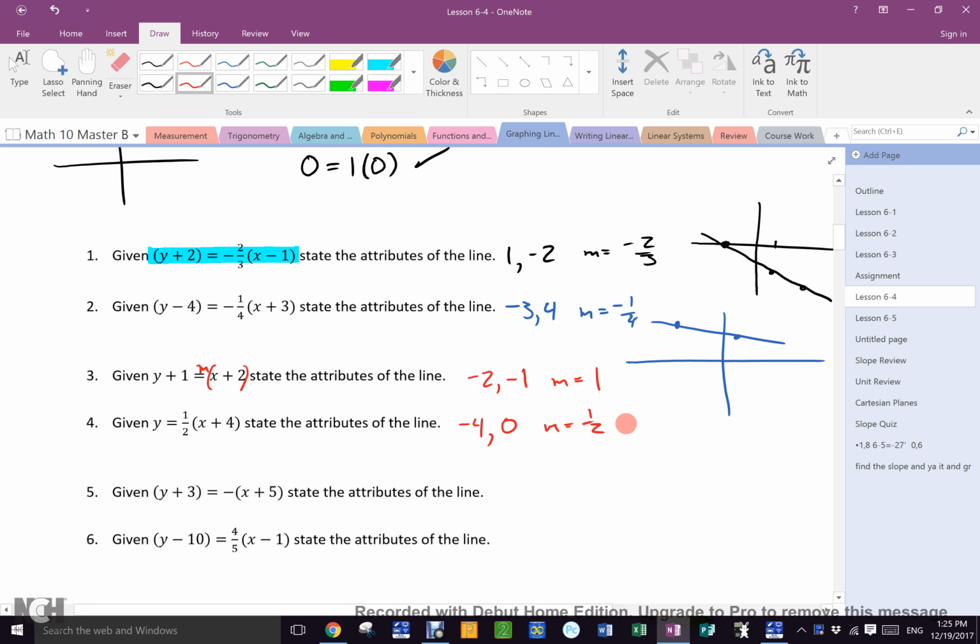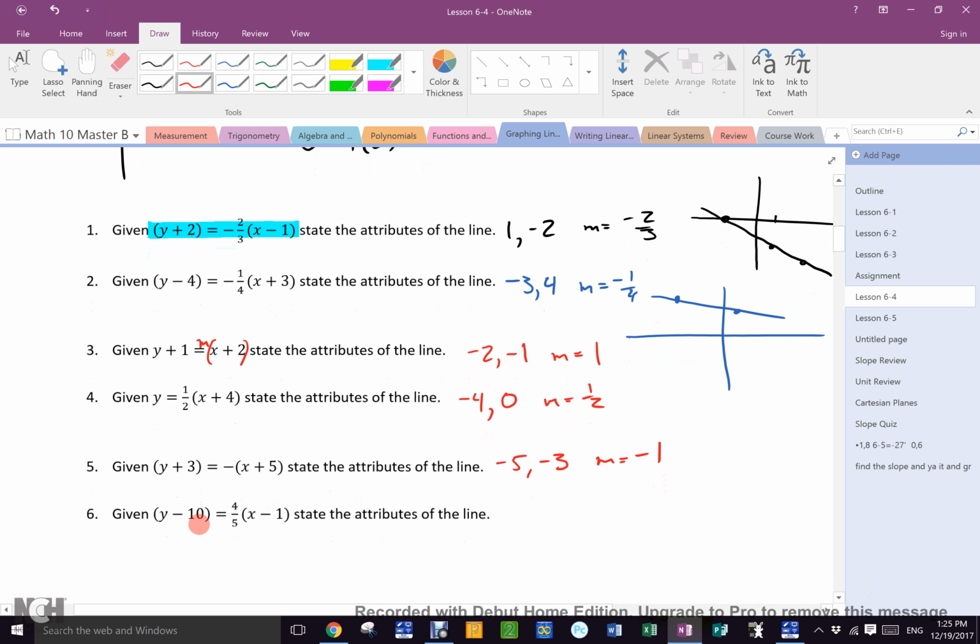Oh, look at this guy over here. Oh, sneaky, sneaky. What's the starting point? Negative 5, negative 3. And slope is negative 1. And then I threw in a nice easy one just to bring you back to 1, 10, 4/5. That's the same thing. Actually, 4/5 is a better answer.